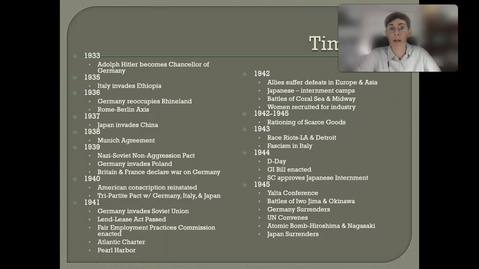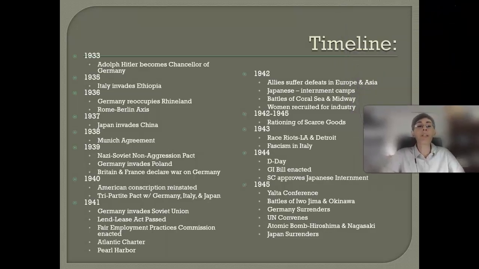Okay, so here's a timeline. Now, let me move my guy here a little bit. You don't need to remember everything in here, but I just wanted to give you a little bit of an overview, a play-by-play of what happens, right? So in 1933, Adolf Hitler officially becomes Chancellor of Germany. He's in charge. Over the next couple of years, he is going to expand the territory of Germany, as you see. He's going to reoccupy the Rhineland in 36. We're going to get the Munich Agreement in 1938. The Munich Agreement was peace in our time.